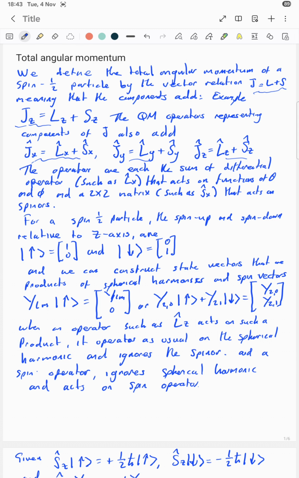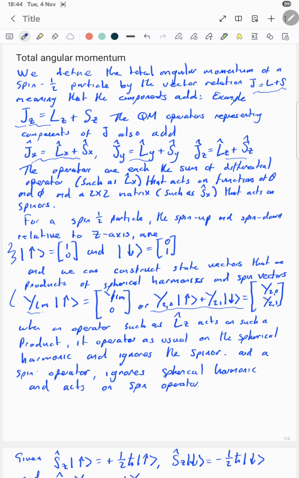For a spin 1/2 particle, the spin up and spin down relative to the z-axis are given here, where up is (1, 0) and down is (0, 1), and we can construct state vectors that are products of the spherical harmonics and spin vectors, which are given here. These are the spherical harmonics, Y L sub m, which should be familiar by now, and these are them with the spin states up and down.